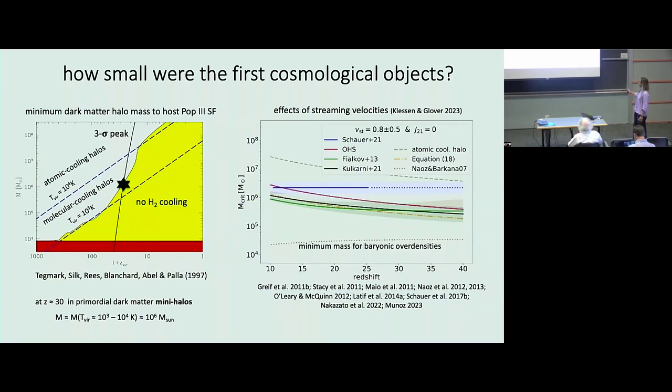The yellow line is the minimum critical mass in the absence of streaming velocity, and for some of these simulations, you see that the increase in this critical mass is significant and may lead to a delay of the onset of star formation, leaving also imprints on the topology of the first radiative sources, and hence also on the onset of cosmic reionization and the 21 centimeter signal.